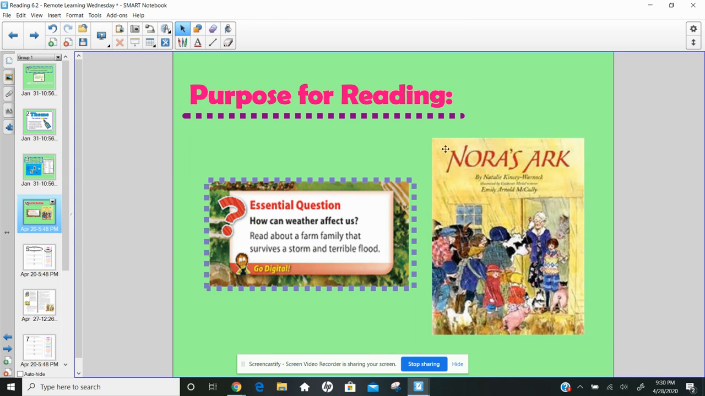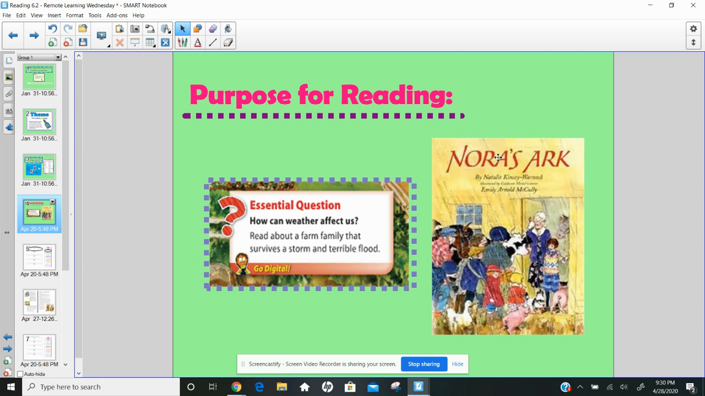And this story this week is called Nora's Ark. It's a little bit long. We can read it together if you would like during our Google Classroom or Google Meet. I'm going to get started on the story to give a little bit of background knowledge about what it's about. It says, read about a farm family that survives a storm and terrible flood.